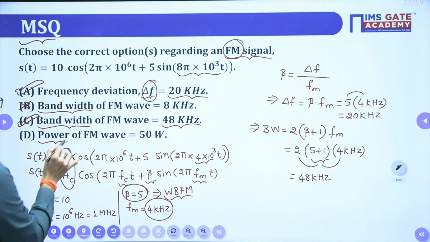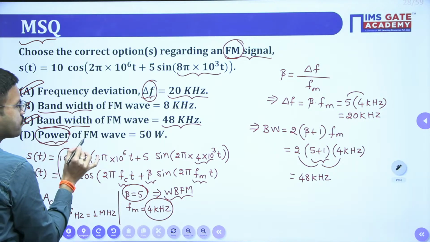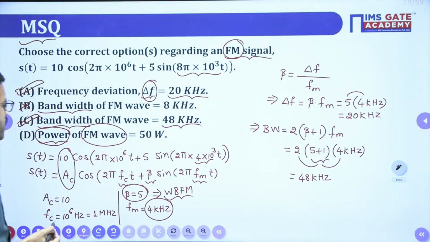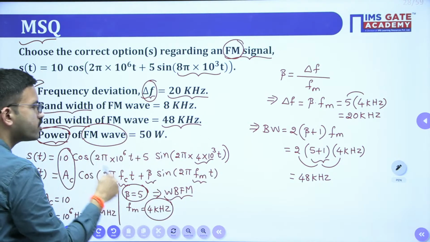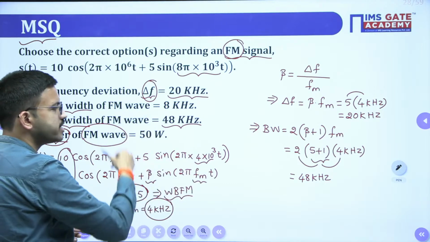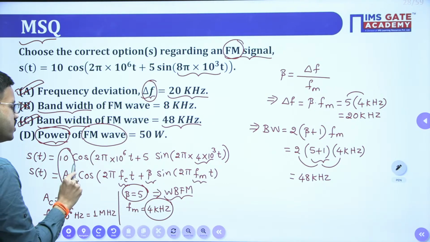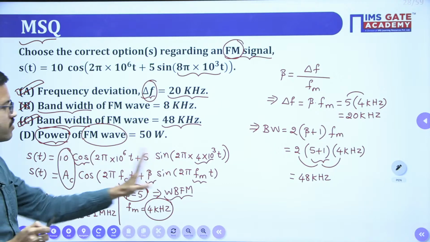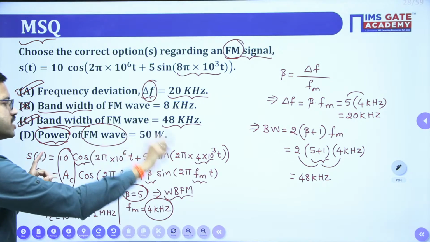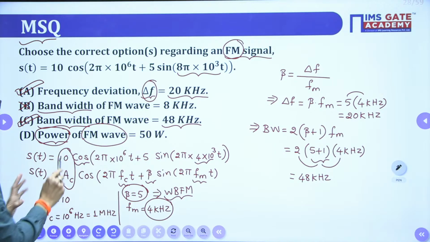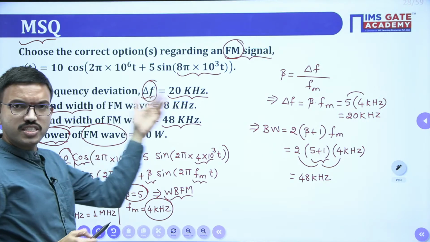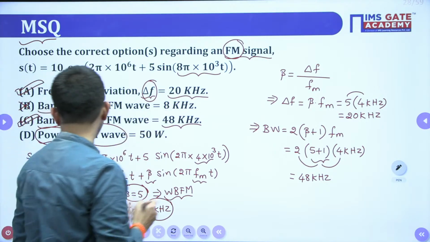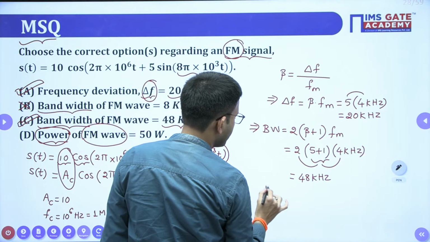Next, regarding the power of the FM signal, the power of the FM wave, they are asking. See, when you observe here, this entire quantity is nothing but theta. So you simply have a cos signal. The overall signal is nothing but simply a cos signal, and for that you have the peak value, which we calculated previously. So what are you going to get regarding the power of the FM signal?